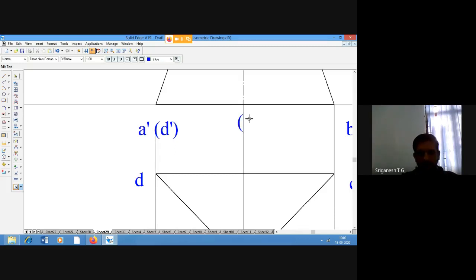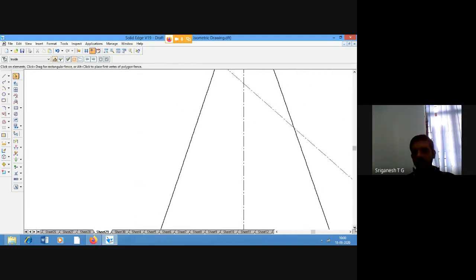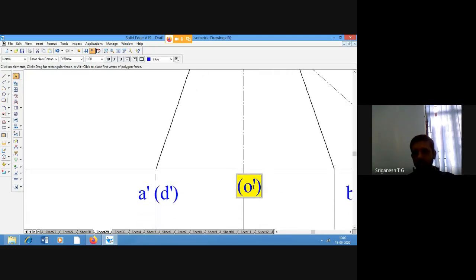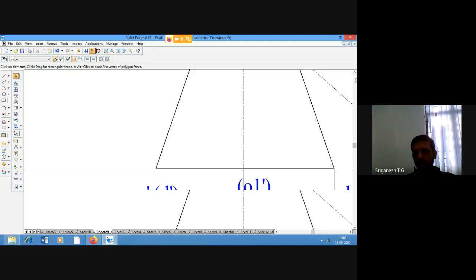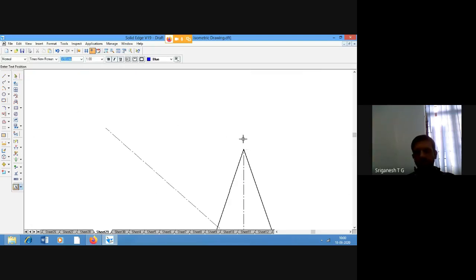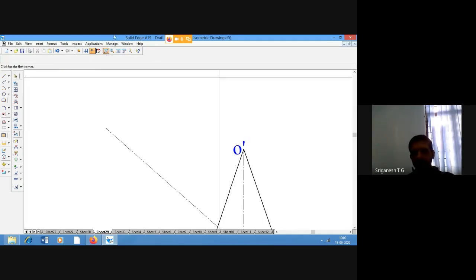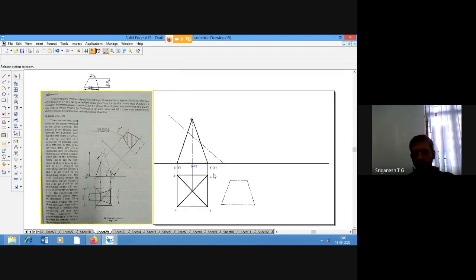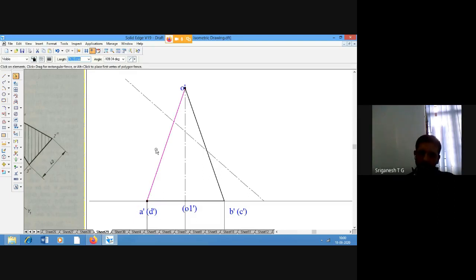That is the base of the axis line, one end of the axis line. At the base it will be O1 dash, and on top, here I will have O dash. Now look at this. See, this line is A dash O dash as well as D dash O dash. This line is B dash O dash, as well as backside we have C dash O dash.